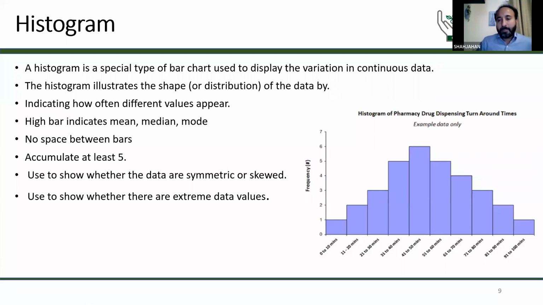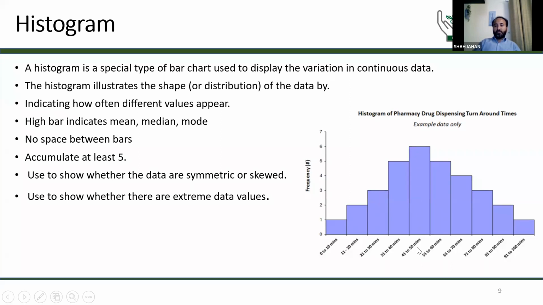This example is for pharmacy drug dispensing turnaround times. The pharmacy is dispensing medication, and we see how long it takes to reach the ward. If you can see in this graph, from 0 to 10 minutes, one medication reaches; 11 to 20 minutes, two medications reach; 21 to 30 minutes, around 3 medications reach.